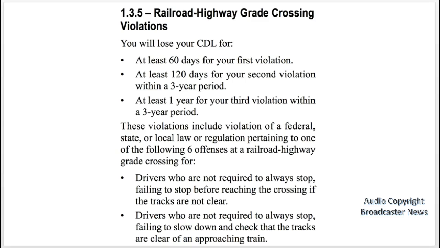1. Now, if you're a driver and you're not required to stop at the tracks, but you fail to stop before reaching the crossing if the tracks are not clear, or failing to slow down and check that the tracks are clear of an approaching train. So you got to slow down, and if the tracks aren't clear, you need to stop.